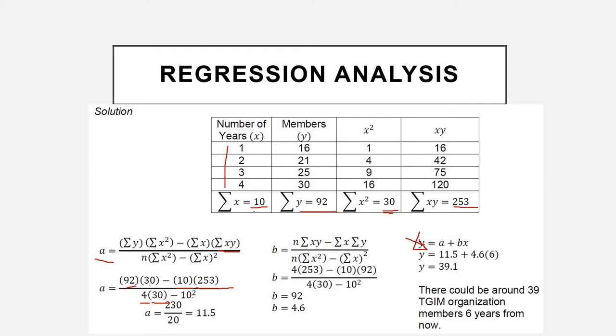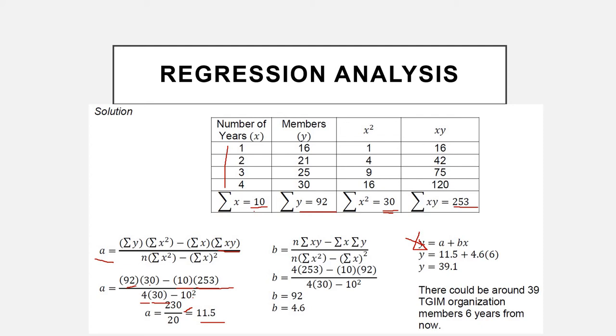Applying MDAS here, that will give us 92 times 30 minus the product of 10 times 253. While for the denominator, we get the product of 4 and 30, and after that, we subtract 10 squared, which is 100. So after solving, we have 230 over 20, and that gives us 11 over 15. So our A now is 11 over 15.